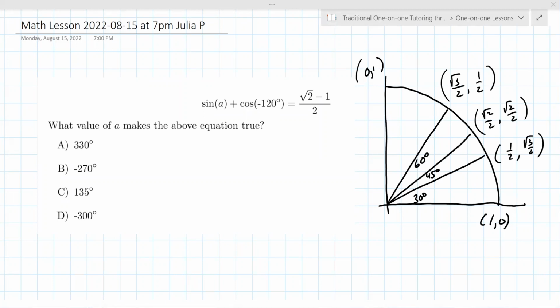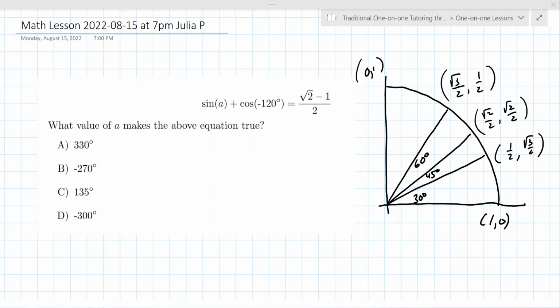Do you remember the unit circle? Yeah, it looks a little familiar. Okay. So we'll do a bit of review before we jump into how to do this problem.